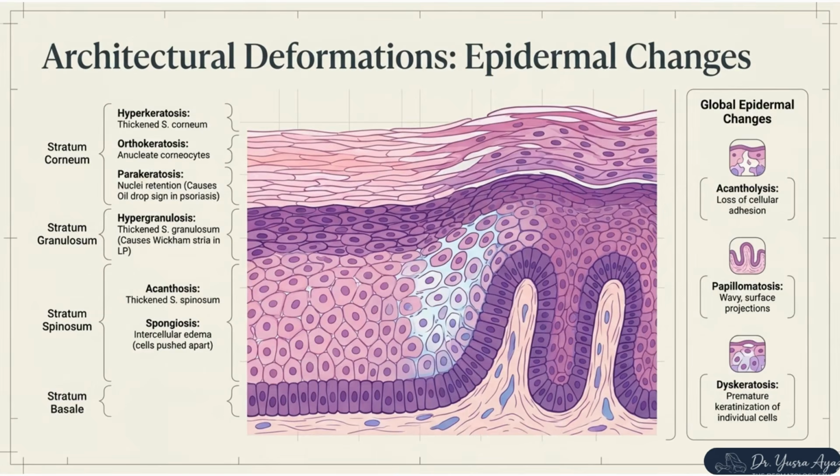Now we enter the core language of dermatopathology, epidermal reaction patterns. Epidermal changes can be characterized by various architectural deformations. Hyperkeratosis is a thickened stratum corneum, while acanthosis involves a thickened stratum spinosum. Acantholysis is the loss of cellular adhesion, and dyskeratosis is the premature keratinization of individual cells. Oil drop sign in psoriasis is due to parakeratosis, and Wickham striae in lichen planus are due to hypergranulosis. Notice how every histological word is actually describing a structural change in the epidermis.